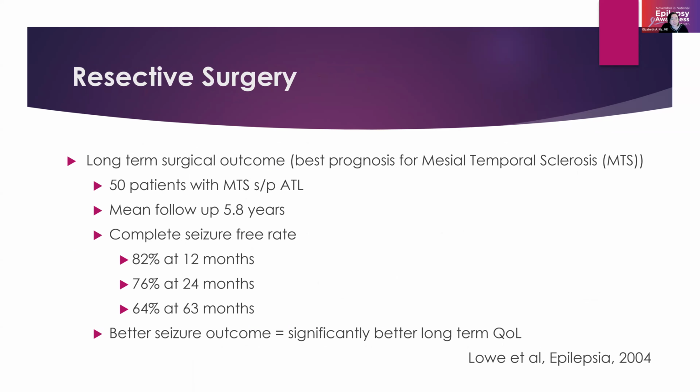So resective surgery has the best long-term surgical outcome and best prognosis in individuals that have mesial temporal sclerosis. There's an 82% seizure freedom in 12 months, 76% at 24 months, and 64% at 63 months. So better seizure outcome equals a significantly better long-term quality of life.